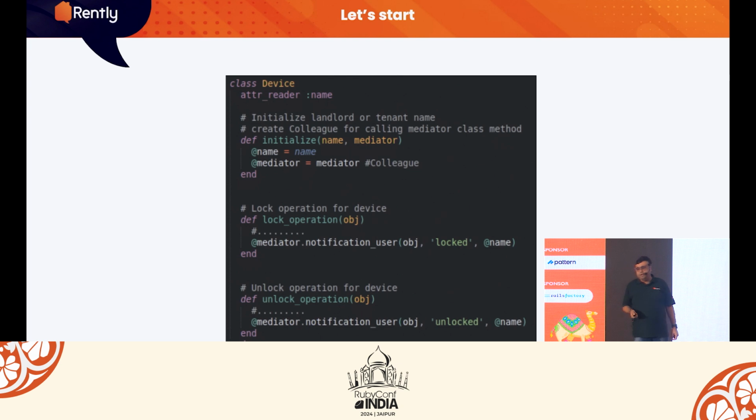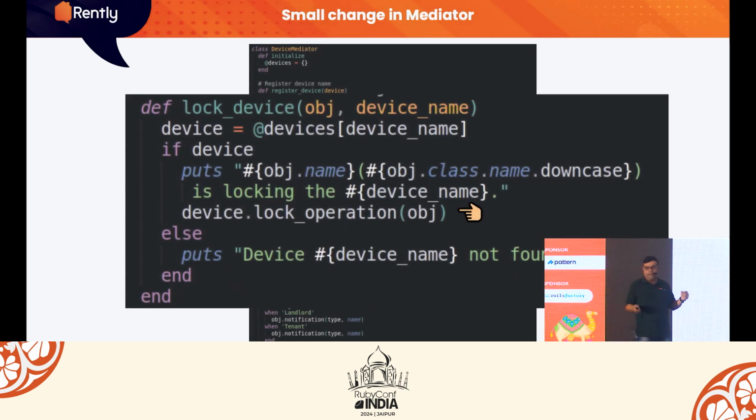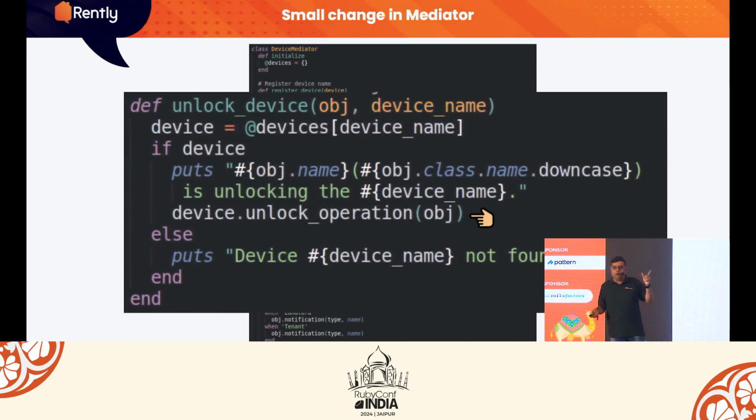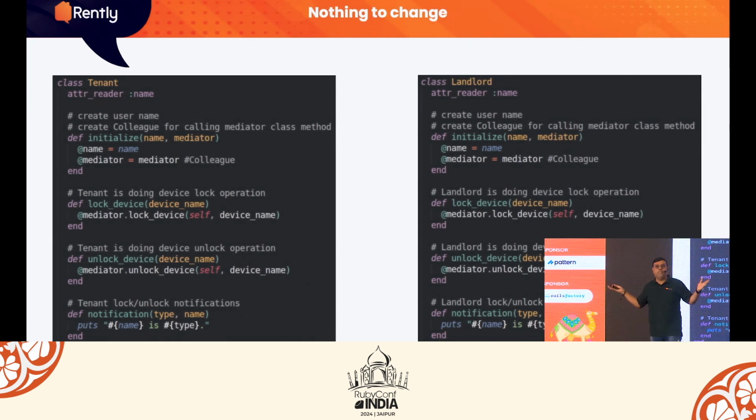Let's try. In the device class, I change the method name from lock to lock operation and unlock to unlock operation. Due to that, in the mediator class, I need to change it, right? So I change the method name from lock to lock operation, and for unlock device, I change the method from unlock to unlock operation. Are there more files to change? No, nothing to change in the other files, right? Because those files don't know about this modification. They know only the mediator class. So it gives you the loose coupling concept, and you can easily deliver your features within a short time.